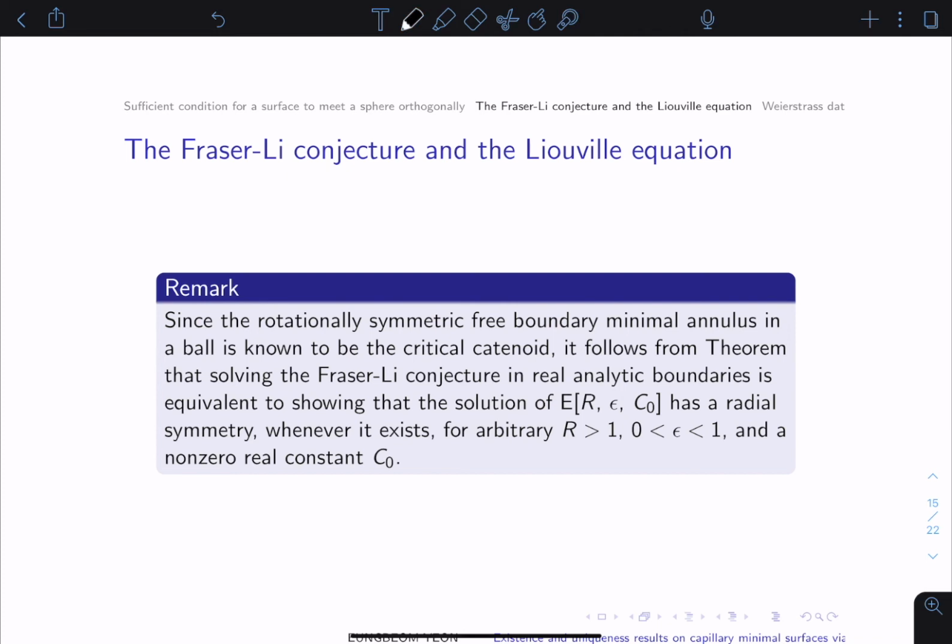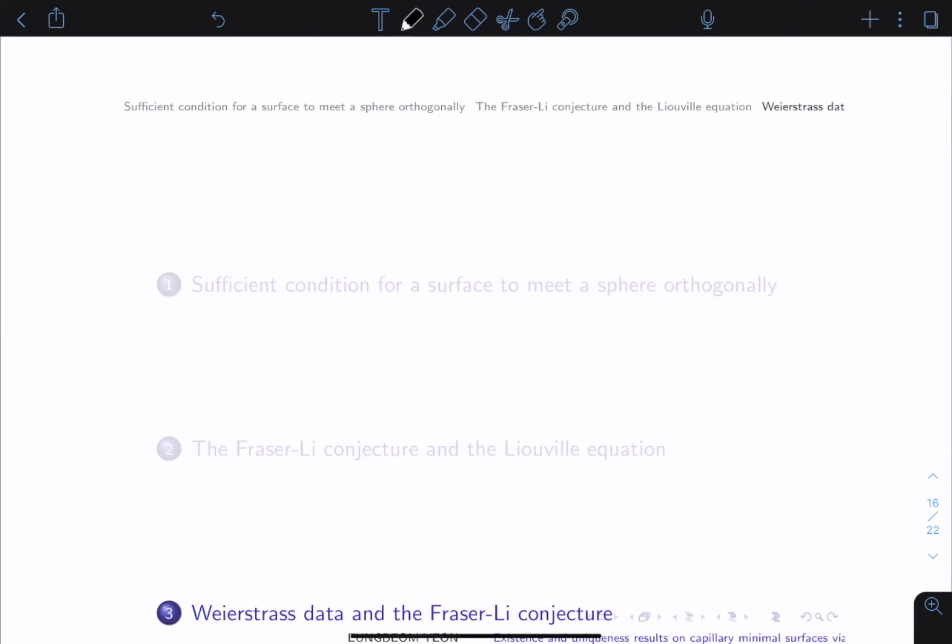So we are proposing a new approach to the Fraser-Li conjecture. And maybe attacking the Liouville type PDE problem will give us some of the facts that we were not able to get. So this might be a new approach to the problem. So we will wrap up this part and move on to the third part.